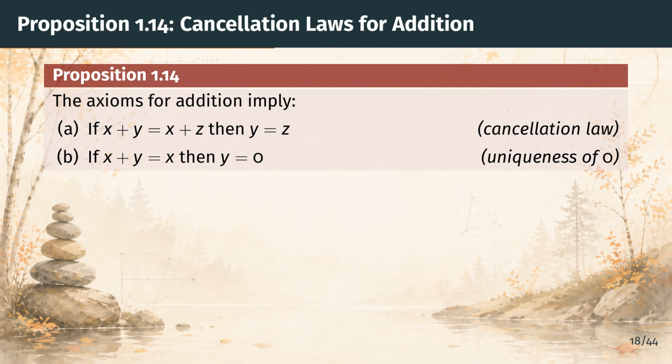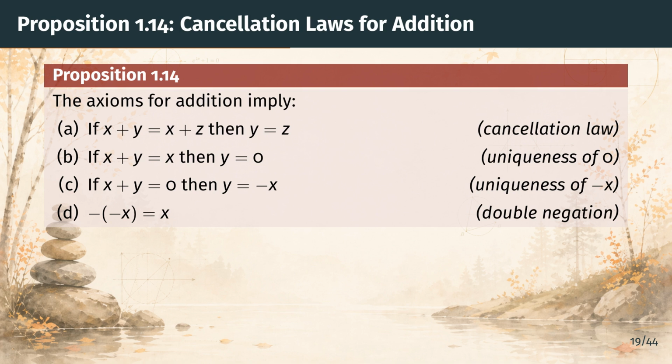Proposition 1.14 lists 4 consequences of the addition axioms. Part A is the cancellation law for addition. If x plus y equals x plus z, then y must equal z. Part B says that the additive identity 0 is unique. If adding y to x gives back x, then y must be 0. Part C says the additive inverse is unique. The only element that sums with x to give 0 is negative x. And Part D is the double negation law. Negating x twice gives back x.